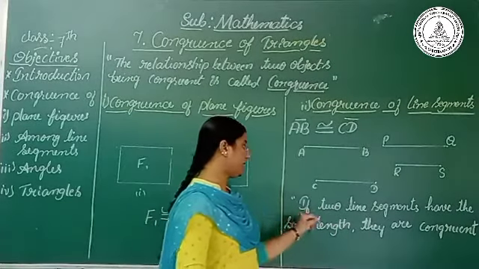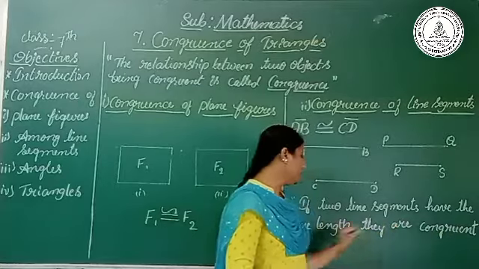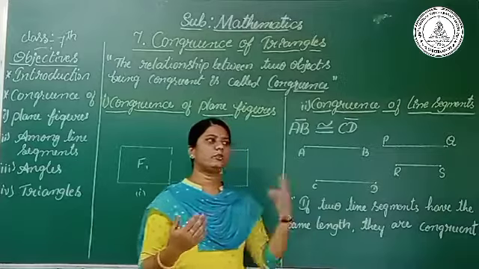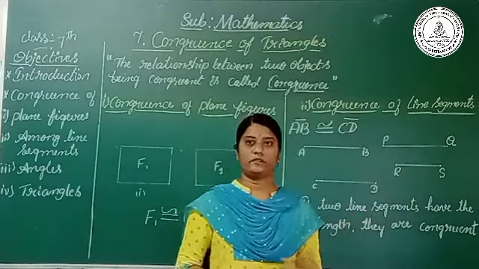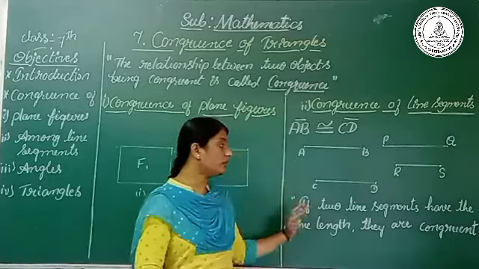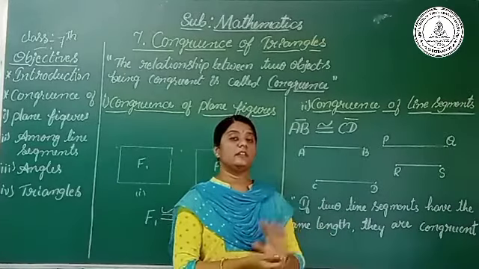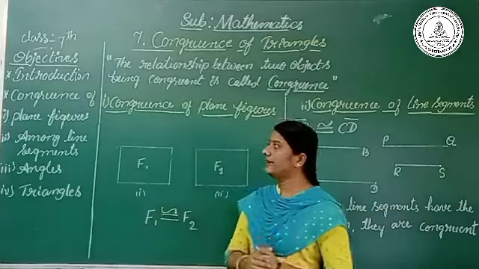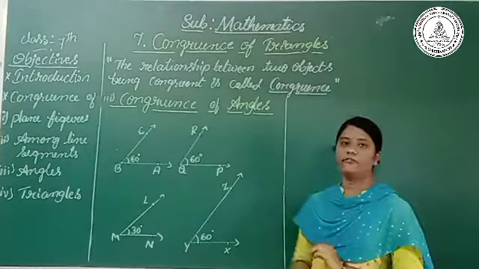Here they say that if two line segments have the same length, they are congruent. So if two line segments are said to be congruent, they should have the same length. Then next, the third one is congruence of angles.